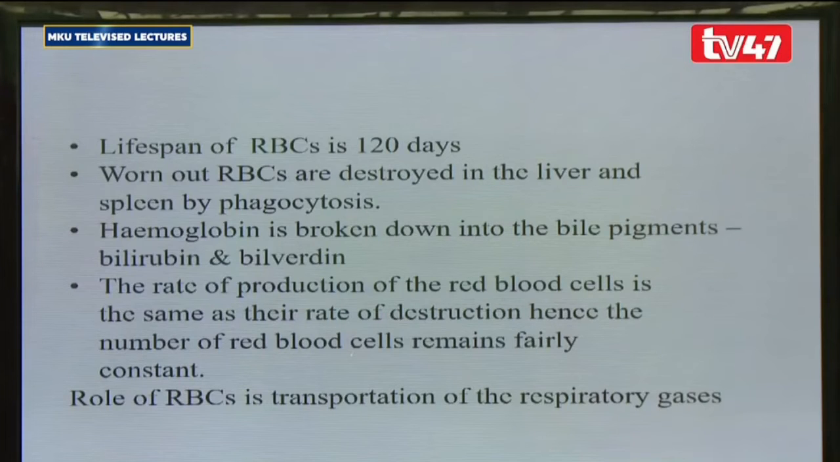In other words, the rate of erythropoiesis is equal to the rate of phagocytosis of the red blood cells. The role of the red blood cells basically is transportation of the respiratory gases. And we tend to find, because the males and the females have got a different body structure, a difference in the number of red blood cells found in the male and that found in the female. So generally, the males have got a higher number of red blood cells compared to the female.